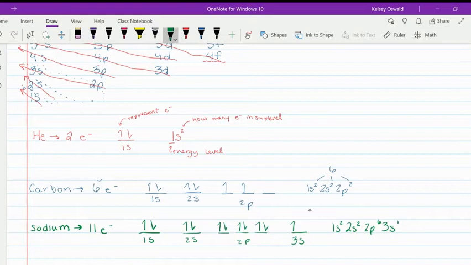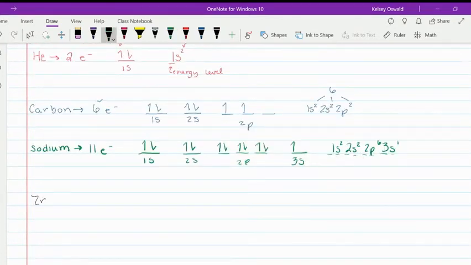So again, the purpose of these electron configurations is to show where each of our electrons are. What energy level are they in? What shape are they making? And how many electrons do we have in that sublevel?